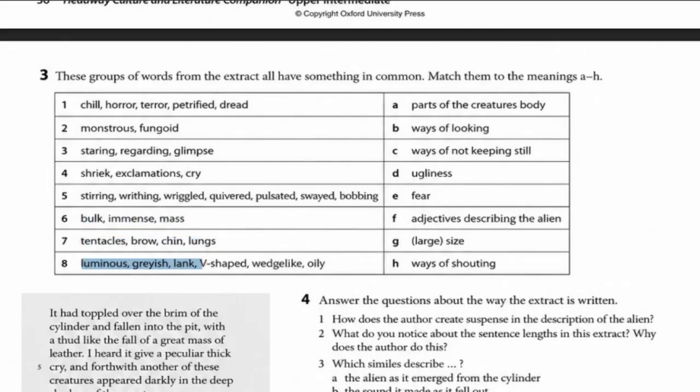8. Luminous, greyish, lank, V-shaped, wedge-like, oily. A. Parts of the creature's body. B. Ways of looking. C. Ways of not keeping still. D. Ugliness. E. Fear. F. Adjectives describing the alien. G. Large size. H. Ways of shouting.